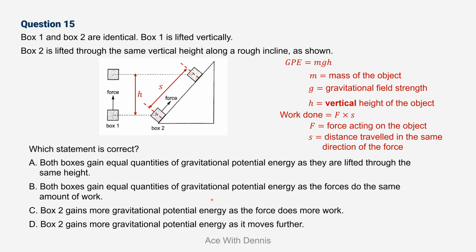So from just now we already eliminated C and D. For B, it mentions that both boxes do the same amount of work, which is not true. Hence the answer is A. Both boxes gain equal quantities of gravitational potential energy as they are lifted through the same height.